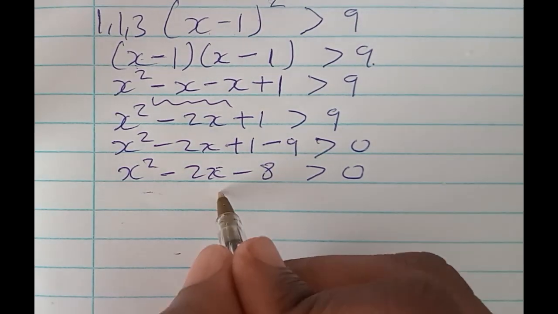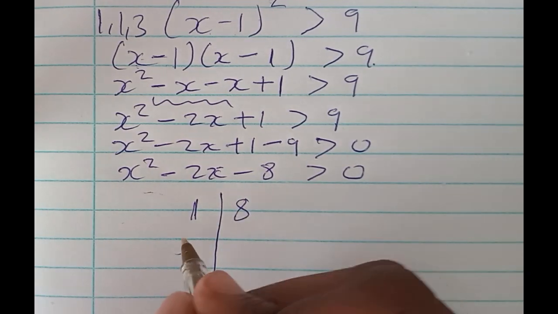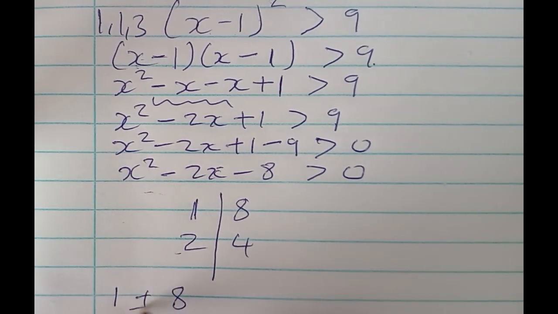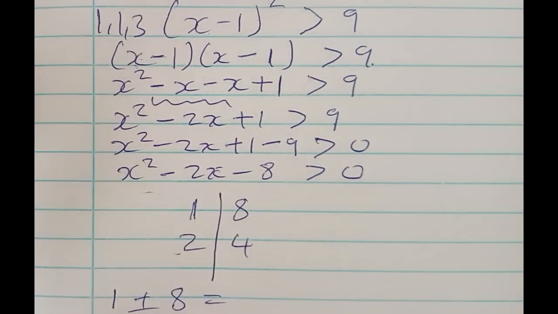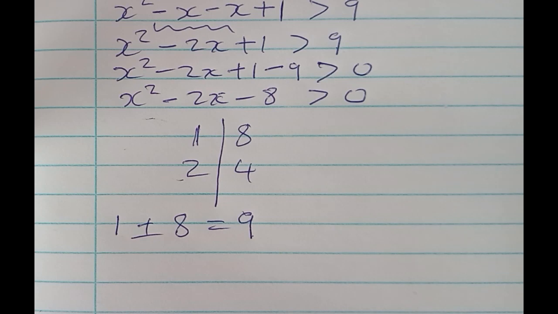So factors of 8, I can see 1 multiplied by 8, 2 multiplied by 4, then 4 multiplied by 2. So they will repeat themselves. So let me end here. Once they repeat themselves, stop. So if I take 1 and 8 and add them, I will get 9. But if I say 8 minus 1, I will get 7. Remember, in this case I'm looking for 2. So this is not what I'm looking for.